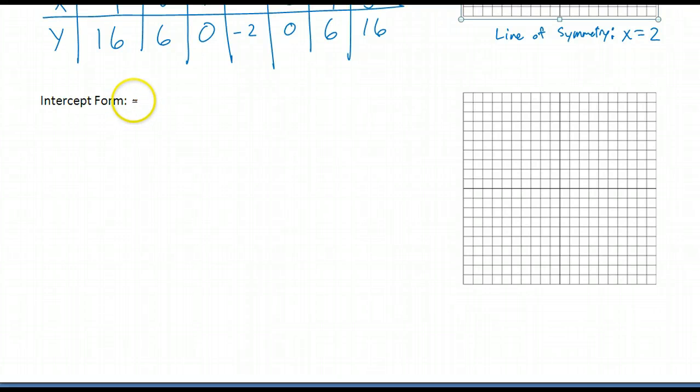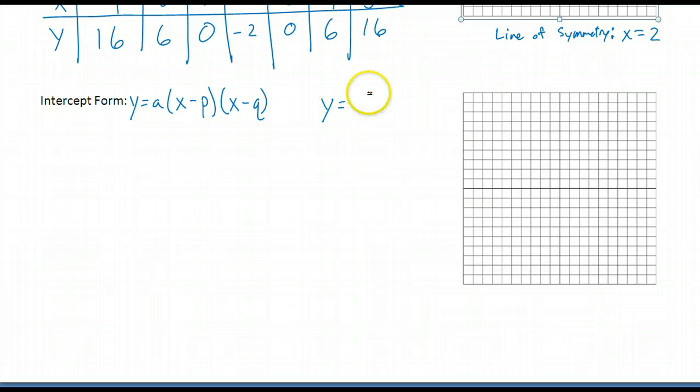Intercept form, in general, looks like this: y equals a number times a binomial times a binomial. An example would look like this: y equals negative (x plus 4)(x minus 1).